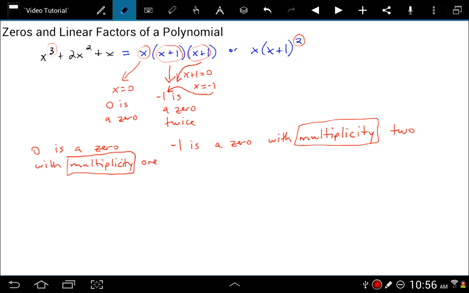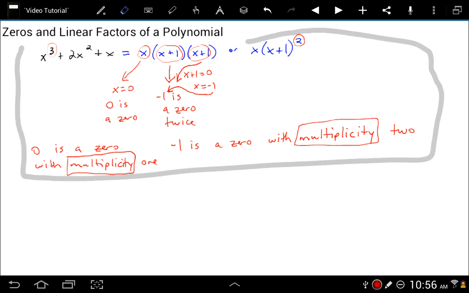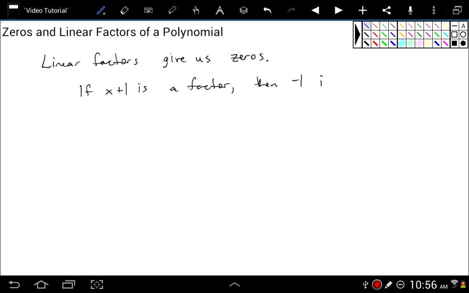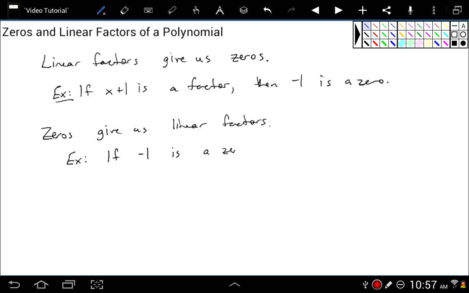Alright, one last relationship here. We know that linear factors give us zeros. Remember, something like if x plus 1 is a factor, then negative 1 is a 0, for example. Okay? So that's what we mean by this. So this is an example. But also, zeros give us linear factors. It works the other way. For example, if negative 1 is a 0, then we know that x plus 1 is a factor.